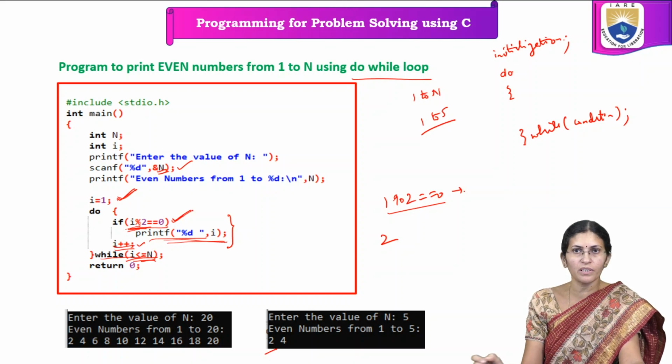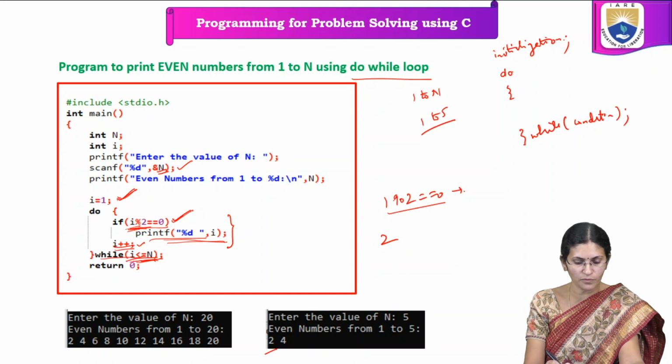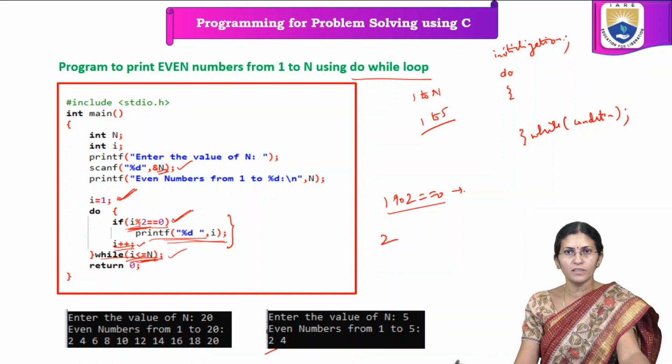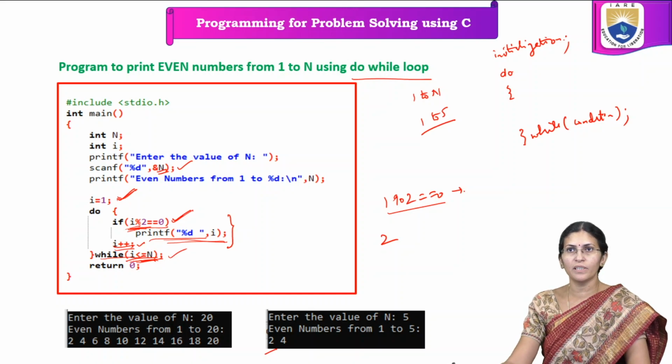Next, when I is incremented by 1, I is equal to 6. So this condition is checked, 6 is less than 5, that is false. Therefore this loop will be terminating. So in this way, we can write a program to print even numbers from 1 to n using do while loop.